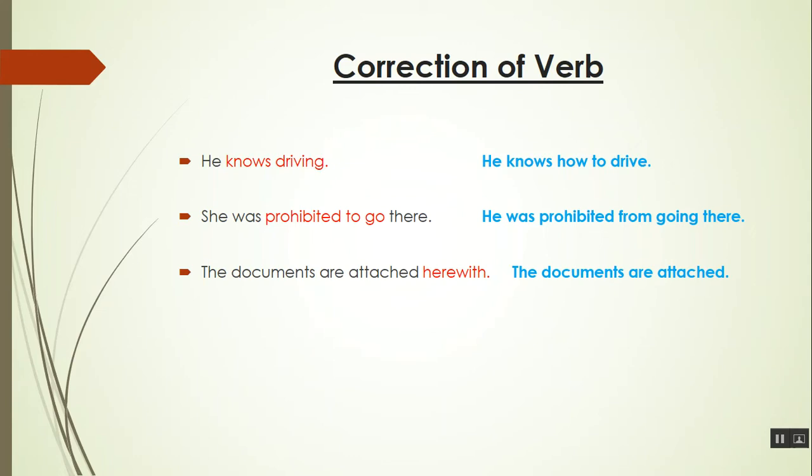The last sentence of the presentation is: the documents are attached herewith. Attached is something which is associated with herewith. So this is a wrong sentence. What will be the correct sentence? It would be: the documents are attached. That would be all right.